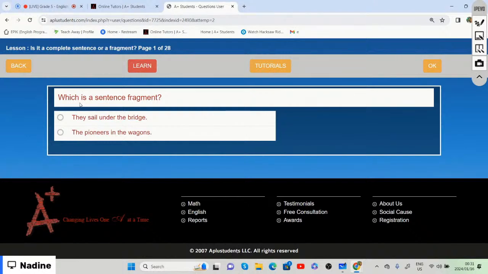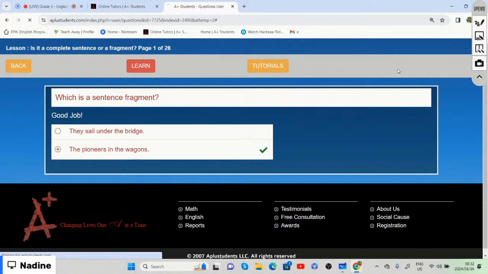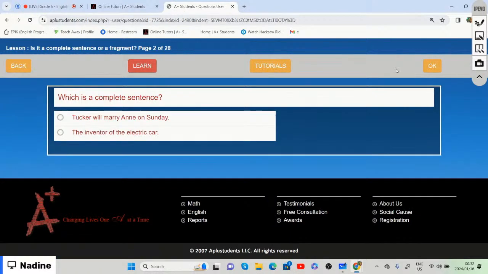And if we say which one is a sentence fragment, we're going to say the pioneers in the wagons. If we look at the first one, it says "they," which is a subject, and "sail" is a verb, which means that the fragment is the second one, which is the pioneers in the wagon. So the second one is correct. Well done.